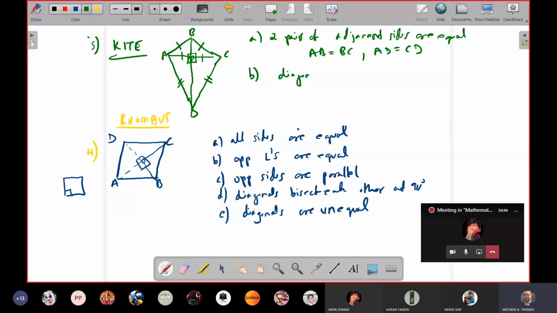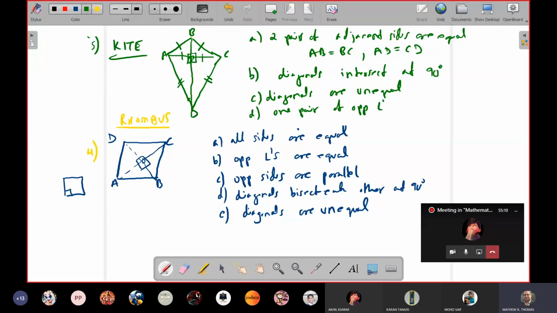Then the second point: diagonals intersect at 90. Don't write bisect. They intersect at 90, that means this is 90. Then the diagonals are unequal. It is very clear from the diagram that both diagonals are unequal. Fourth point, one pair of opposite angles equal. Both pairs are not equal, only one pair of opposite angles are equal.